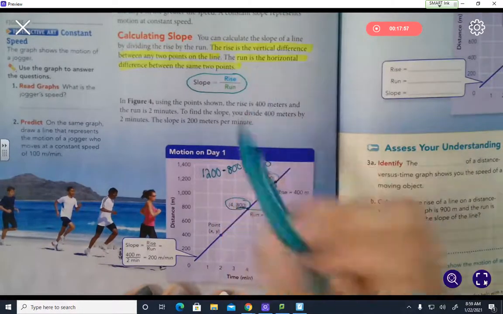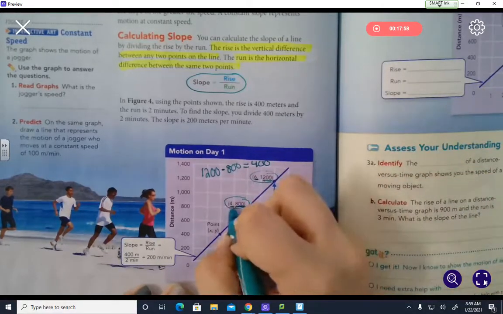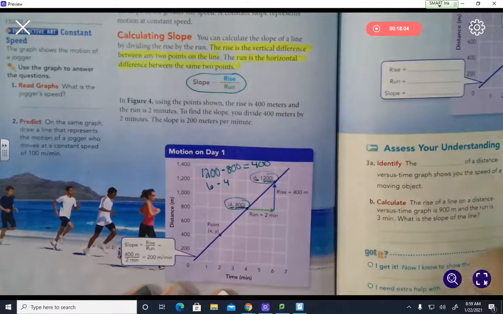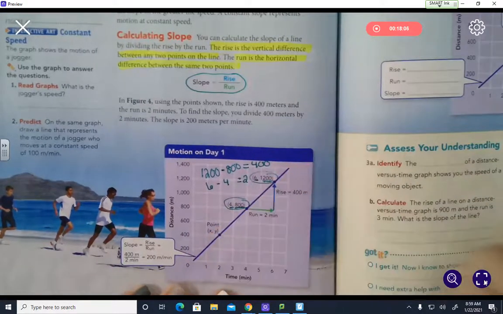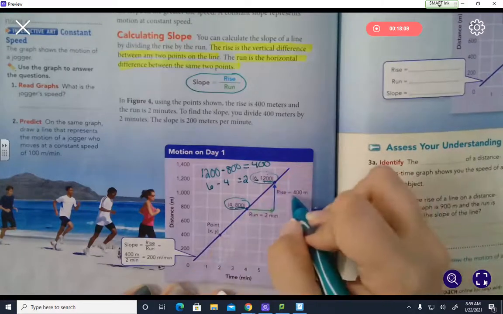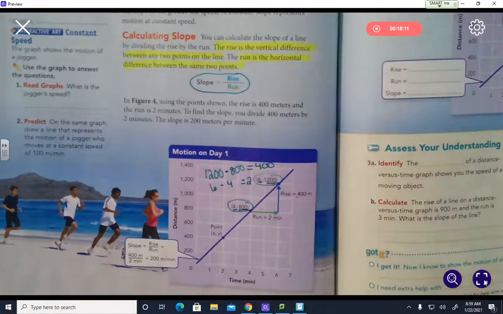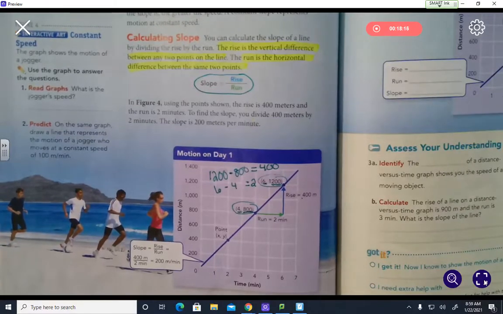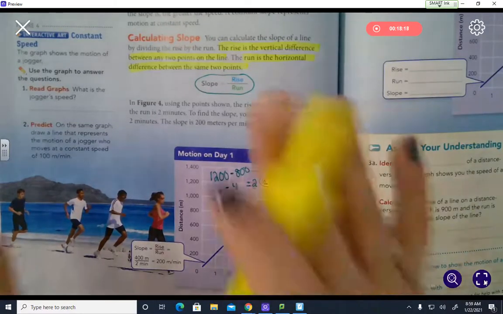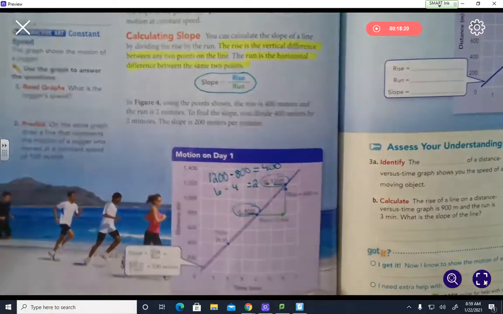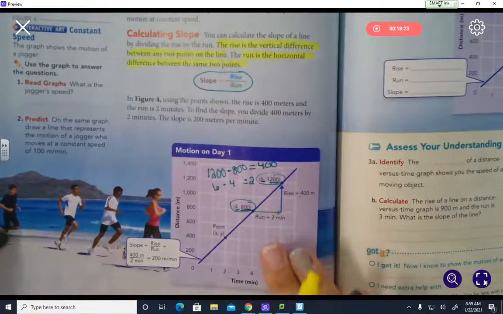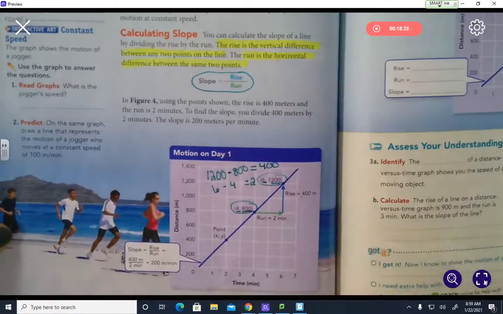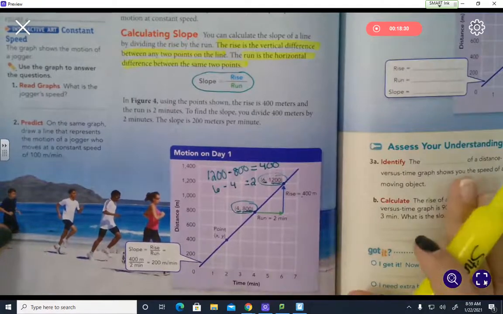And then they took the horizontal distance, which was 6 and 4, and they did 6 minus 4, and that's where they got the 2. And then they took the 400 and divided it by 2. So that's how they got that. Once again, don't freak out. We are going to take all kinds of time, a whole day, and talk about this. So the speed of the jogger in this graph would be 200 meters per minute.